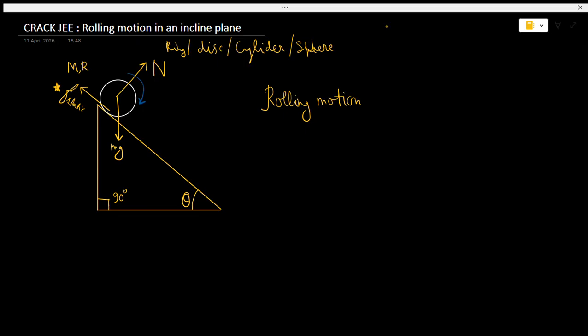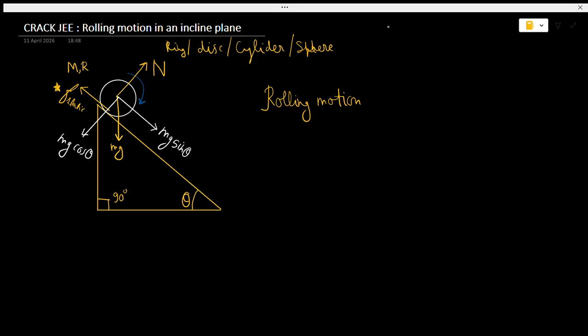Now we can break this force mg in two directions as per the incline. One will be along the incline, which is mg sine theta, and one will be perpendicular to the incline, which will be mg cos theta.